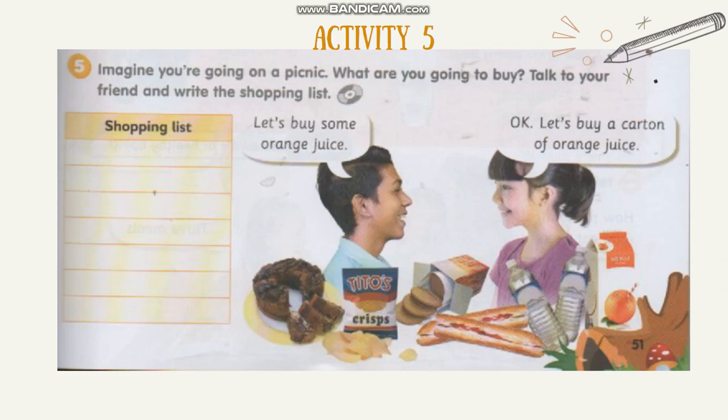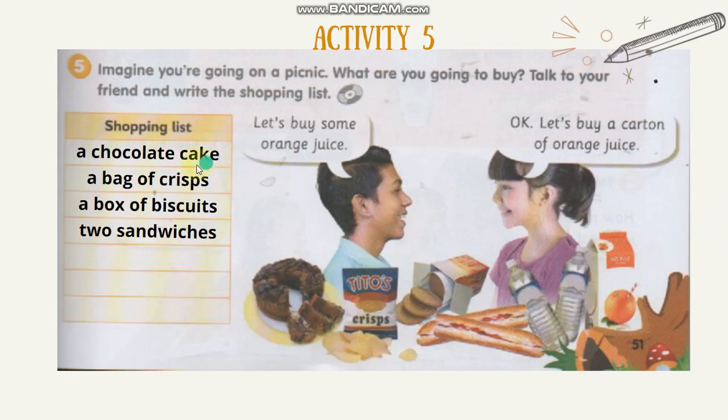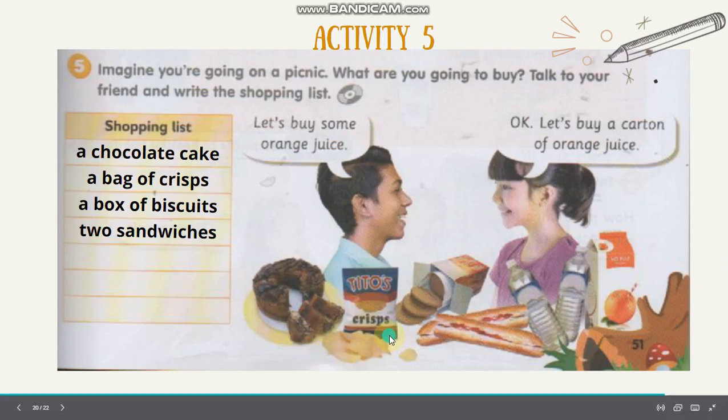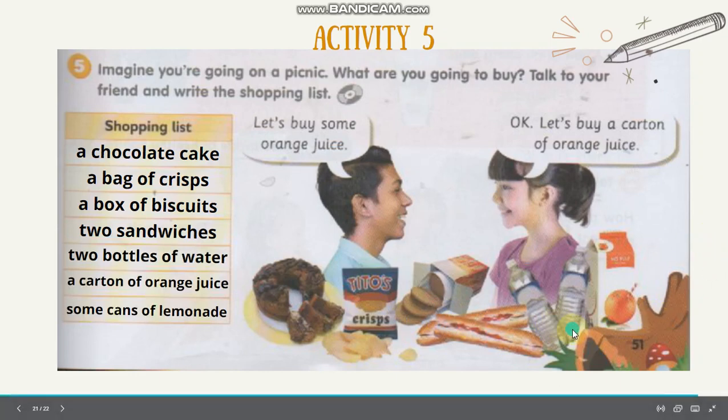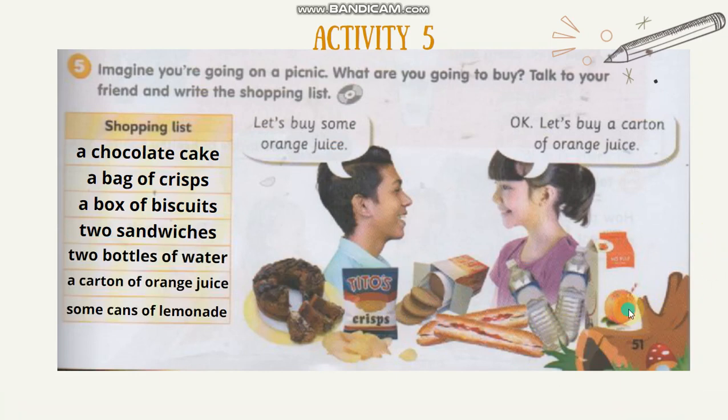Module 5. Okay, so I have written my shopping list based on the pictures here. The food are a chocolate cake, a bag of crisps, a box of biscuits and 2 sandwiches, and for drinks, 2 bottles of water, a carton of orange juice, and I add some cans of lemonade. So what about you? What are you going to buy?